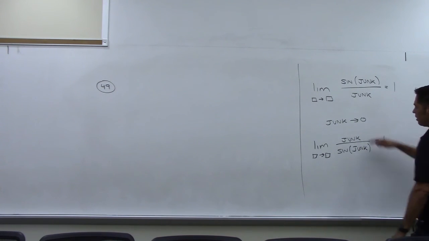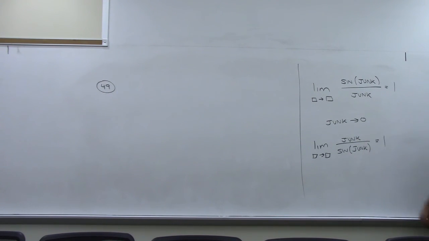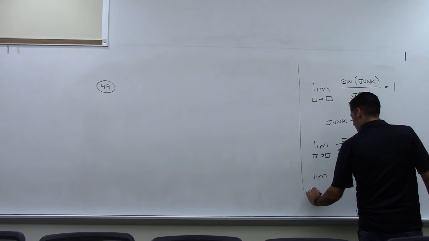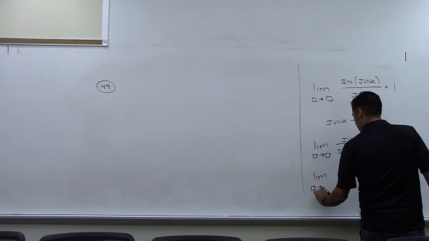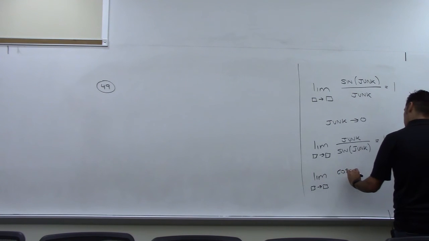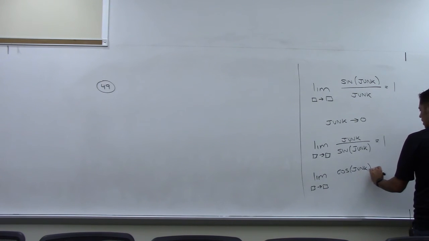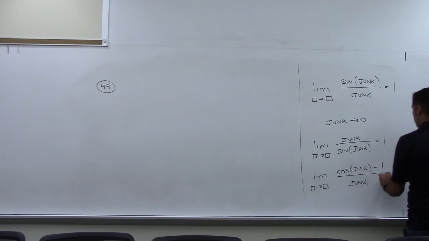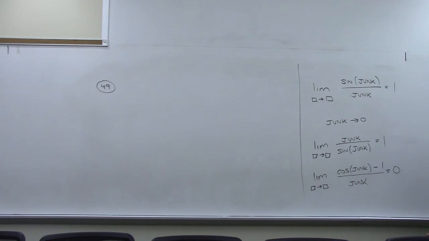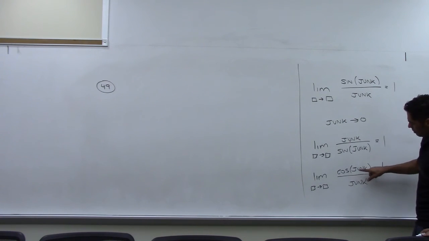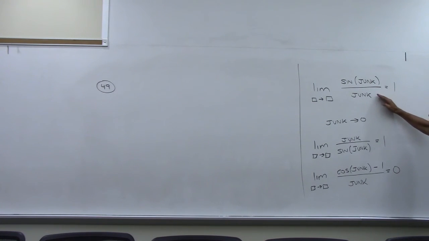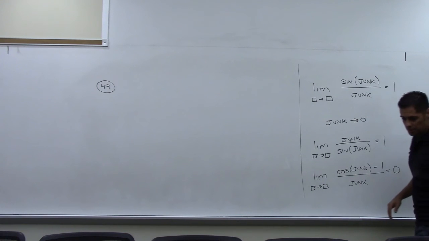This is also 1, as long as the junk here and junk here match exactly and they're both going to 0. And then there's another one, the limit as whatever goes to whatever of cosine of junk minus 1 over junk, that this goes to 0. So as long as the junk is going to 0, this and this match, then this limit will be 0. This is the big one right here that you need to know, but all these others are consequences of it.